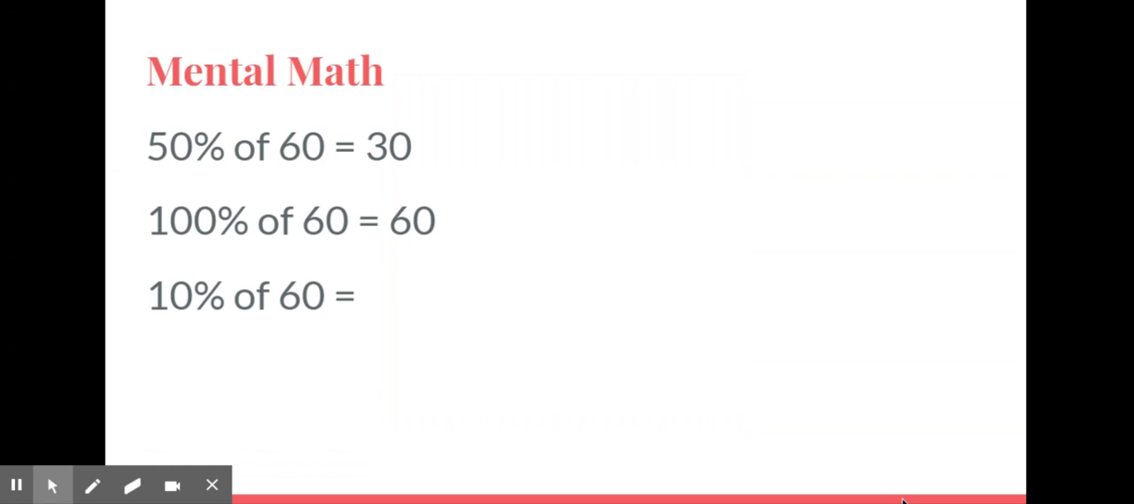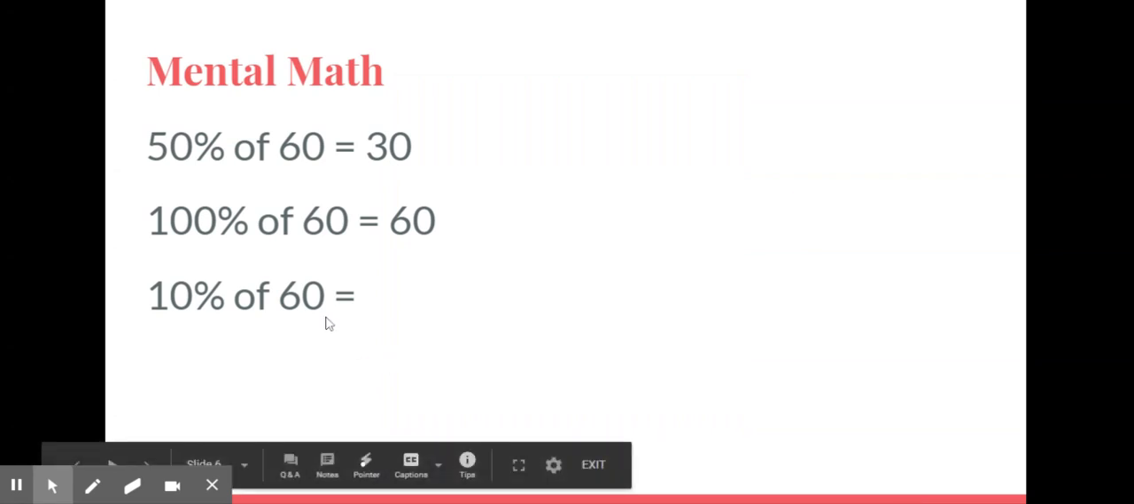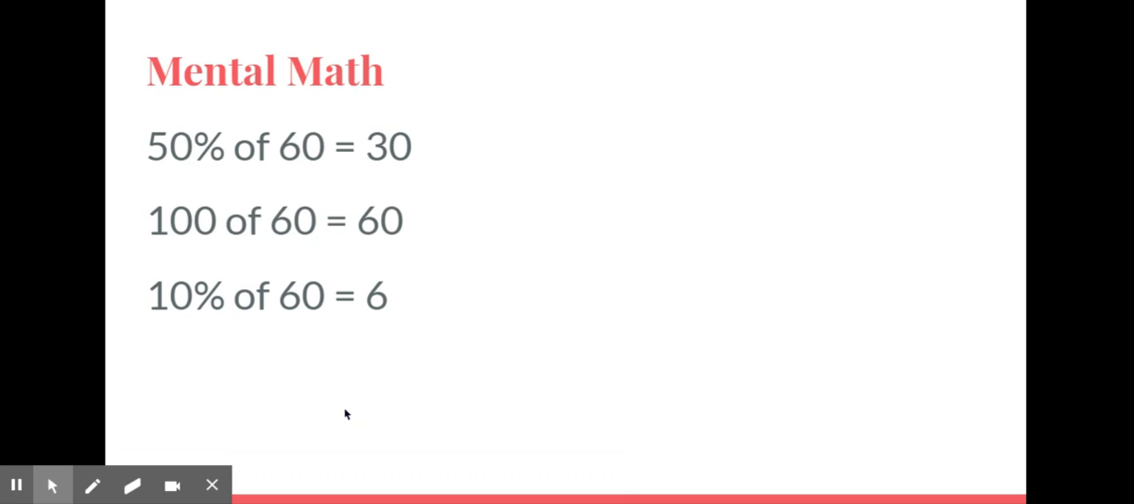What is 10% of 60? Well, if you remember from the past lessons, I said if you're figuring out 10% of an item, you just move the decimal over one place. So instead of being 60, it would be 6. So 10% of 60 is 6.